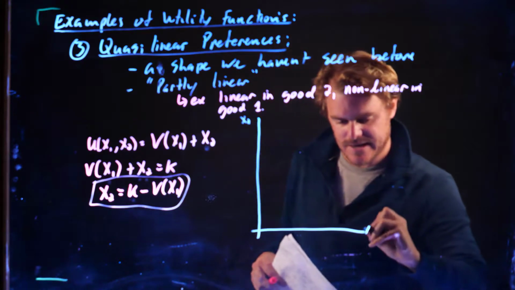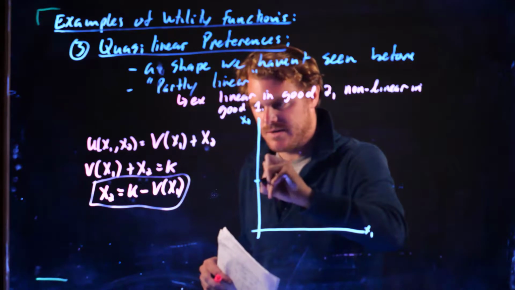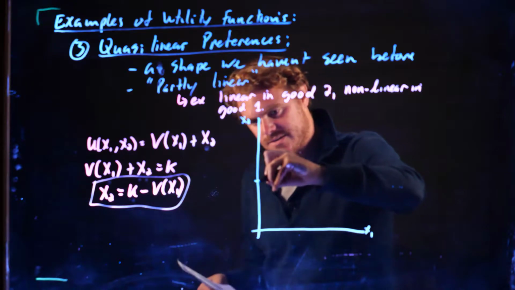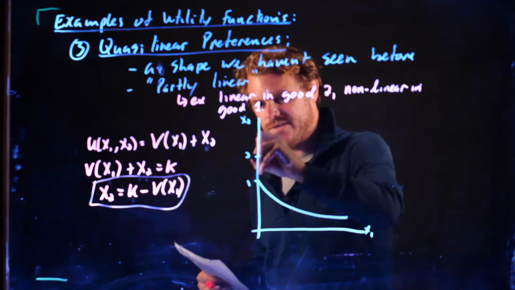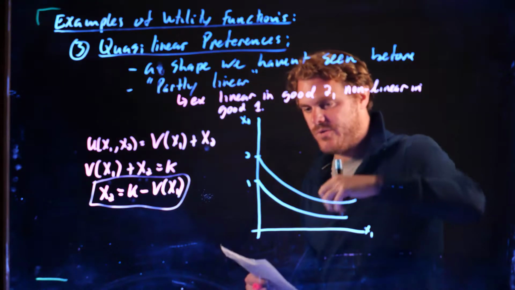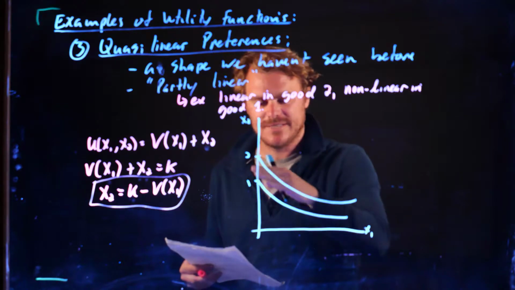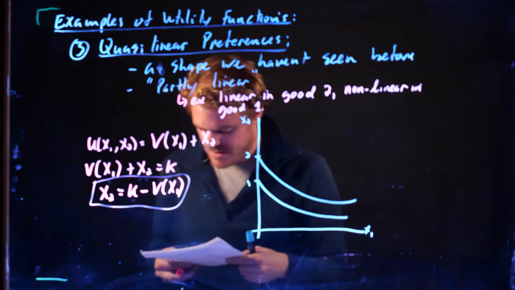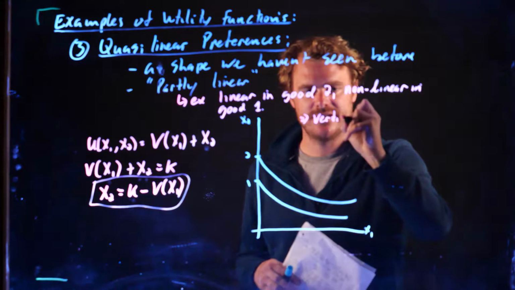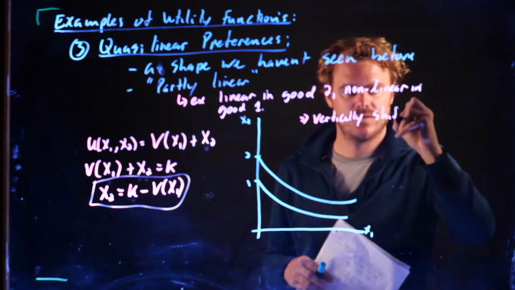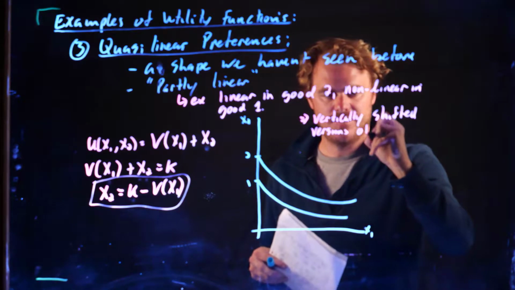So here's x2 and x1. Let's say if x1 equals 0, and who knows what k, we're on some k here, whatever this number is. And then it looks like this. Then we have another k, let's say this is 1 and this is 2, where they're vertical shifts: you're shifting up the same indifference curve vertically. It's vertically shifted, I think that's what the textbook says, so let's write that out. Vertically shifted versions of an indifference curve.